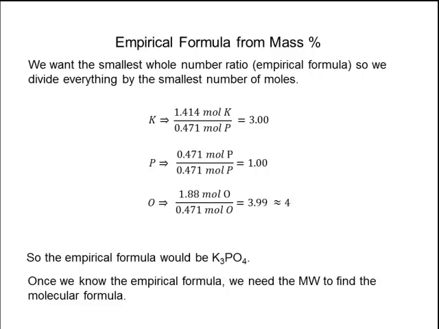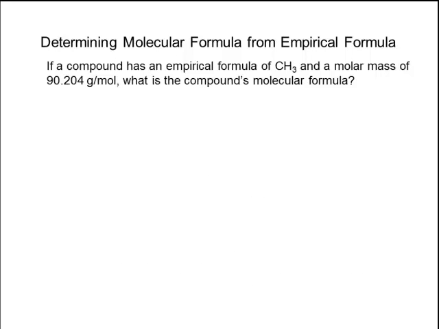All right, so let's look at an example where we know the empirical formula and we know the molar mass, and we want to get the molecular formula. Empirical formula: smallest whole number ratio. Molecular formula tells us the actual numbers of atoms in the formula. So if we have a compound that has an empirical formula CH3 and a molar mass of 90.204 grams per mole, we want to know the compound's molecular formula. To get the empirical formula, we'd have gone through all the previous steps we did with the mass percents and such. Now we've got it to CH3.